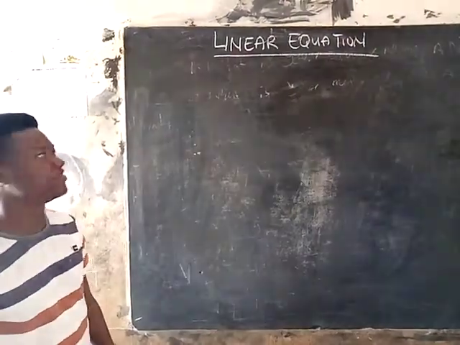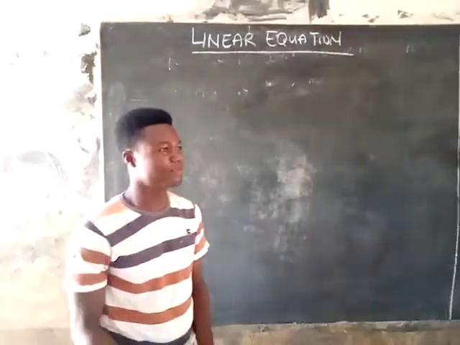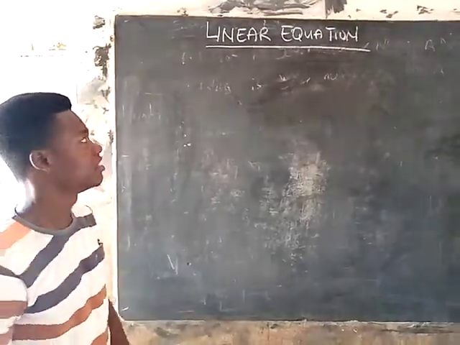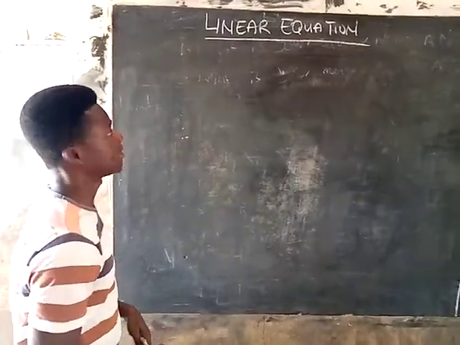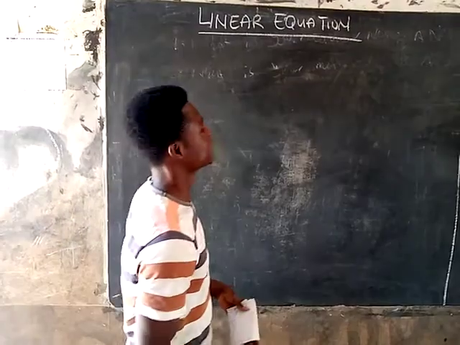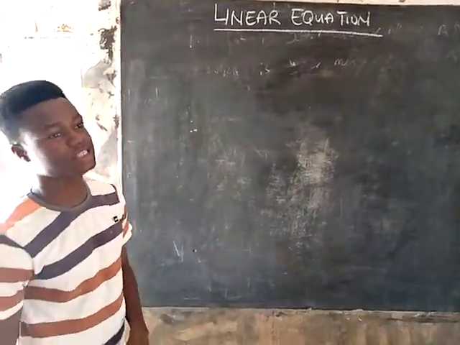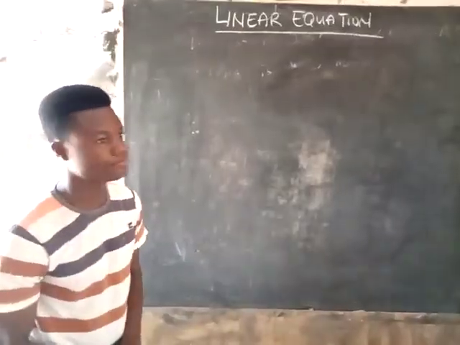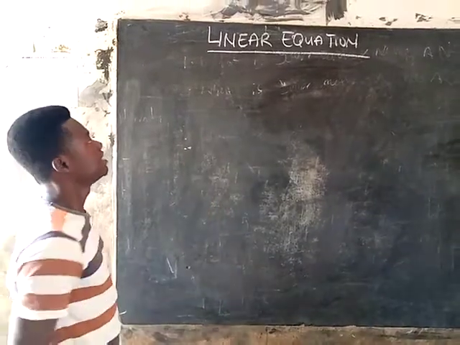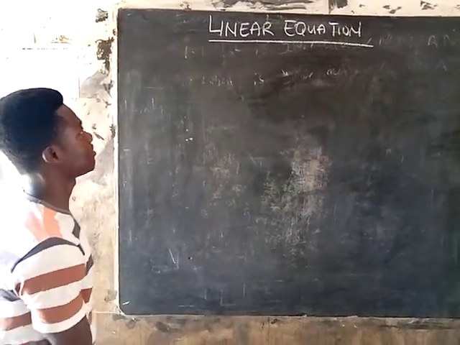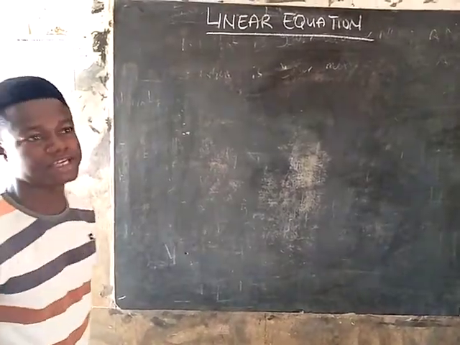Today we are talking about linear equations, and it's very important that we understand this topic very well. I promise the students that after this lesson, every student will be able to solve questions on linear equations. Once again, I'm Richmond. So a linear equation is a mathematical statement involving an equal sign.